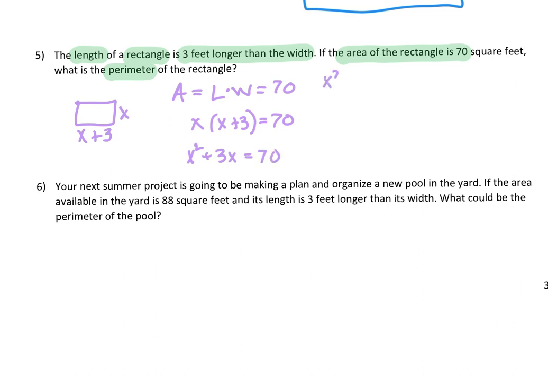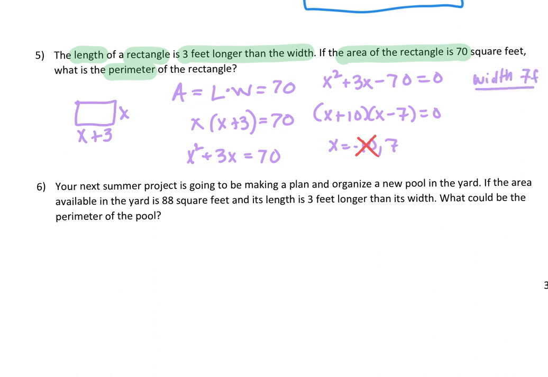We end up with x squared plus 3x minus 70 equals 0. We factor that. X plus 10, x minus 7. And we get x equals negative 10 and 7. But we can't have a negative length because length is always positive, or distance is always positive. So that means here that our width is 7 feet.